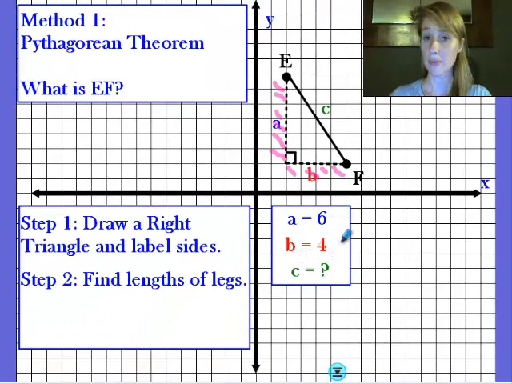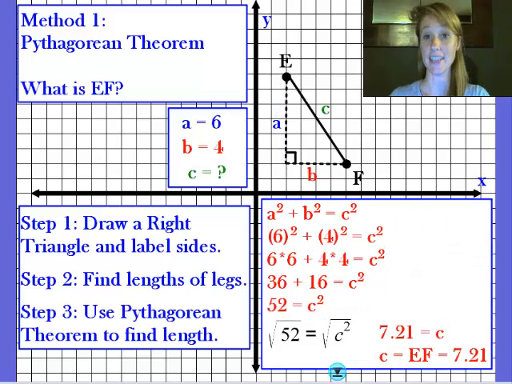Now, using the Pythagorean theorem, if I know two sides of a right triangle, I can always find the third side. So you can see I know two sides, but I need to find side C, which happens to be the length of our line segment EF. So step 3 is to use the Pythagorean theorem to find the length of our line segment EF.